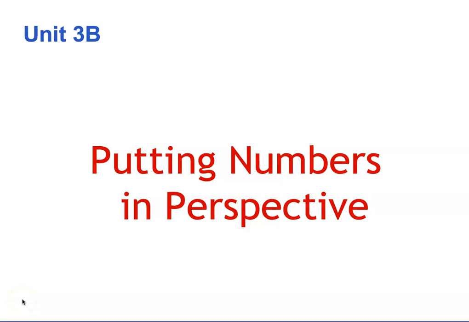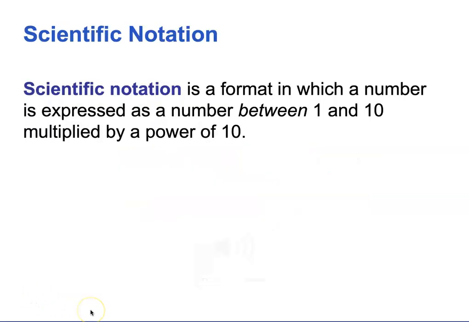All right, so in Unit 3B, we're going to be putting numbers in perspective. So we're going to talk about scientific notation. Scientific notation is a format in which a number is expressed as a number between 1 and 10. So what you're doing is you're putting it times 10 to whatever power, how many times you had to move it.